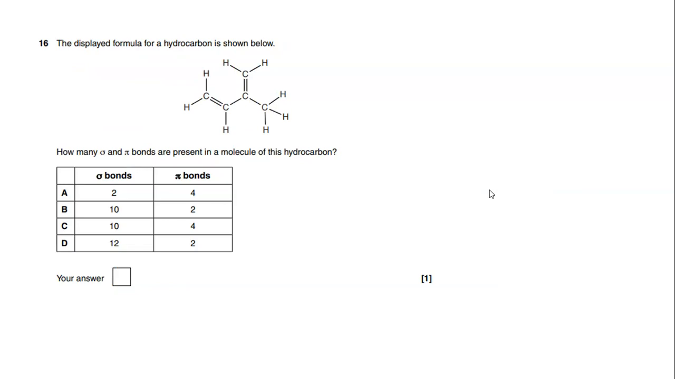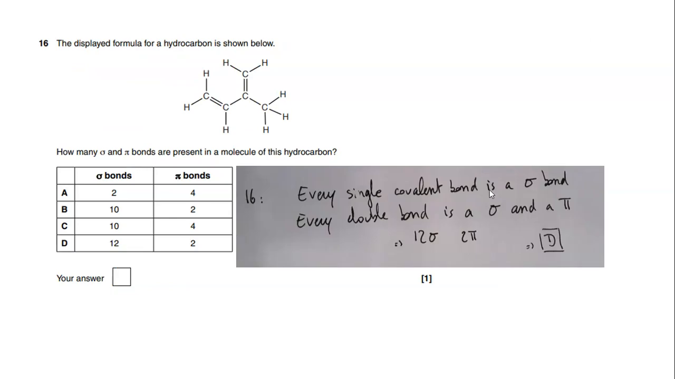Number 16. The displayed formula of a hydrocarbon is shown below. Calculate the number of sigma and pi bonds. Remember, sigma bonds are direct overlap of 2 orbitals. So every single bond is a sigma bond, and then the pi bond is the sideways overlap of 2 p orbitals, and there is 1 pi bond per double bond. So if you count all your bonds here, you should have 12. That's 12 sigma, and out of these 12, 2 of them are double bonds, so 2 pi bonds. So the answer for this one is D.